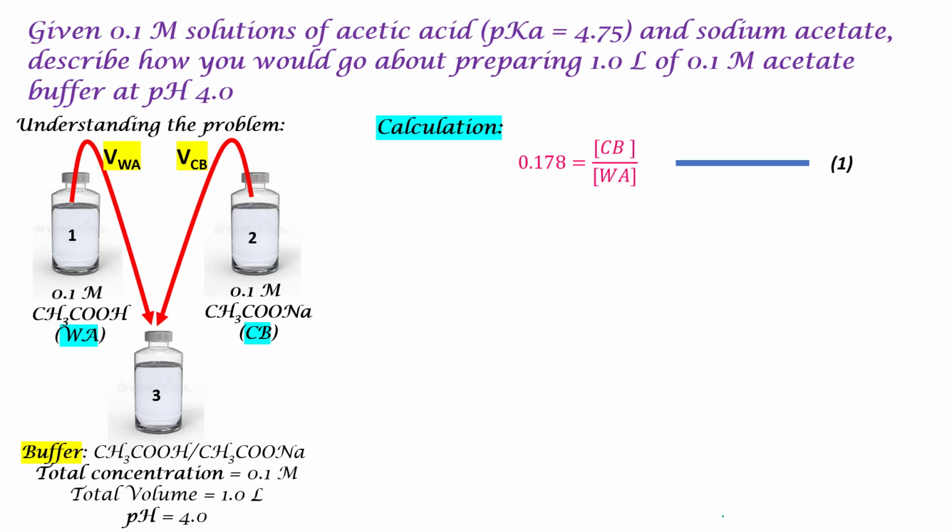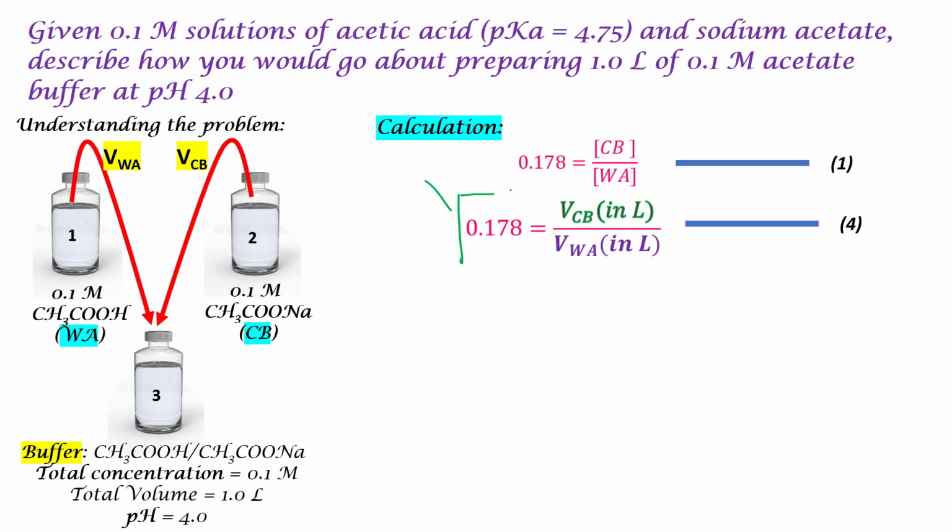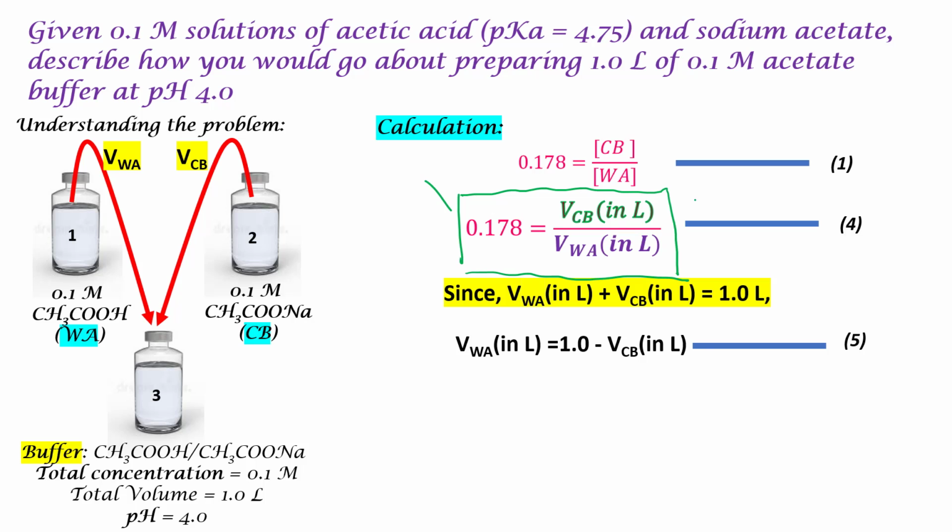Okay, so what do we do here? Again, just rewriting it so that we have continuity from what we showed in the previous slides. Our final equation that we had is this. Basically, we have 0.178 is equal to VCB over VWA, and this is the equation that we have. Now we are going to do further simplification of this equation. What we do know is the relationship between VCB and VWA. When you take VCB and VWA together, VWA plus VCB totals up to 1 liter.